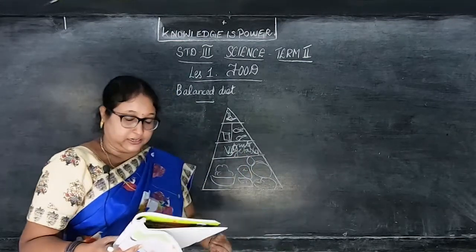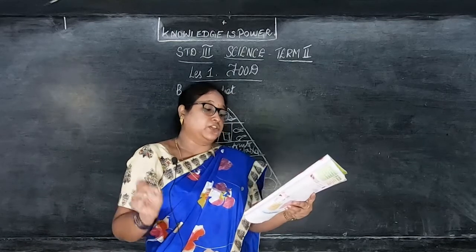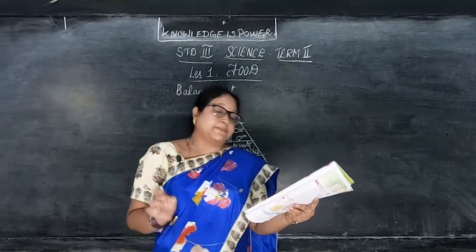So it's already clearly given that the food item that should be eaten the least amount is kept at the top of the pyramid.